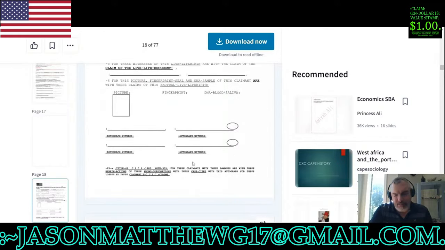But the point I initially tried to make is, you see there are four autograph positions here. In order for a live life claim to be correct, you must have the correct grammar, the correct postal mechanics, the correct banking mechanics, correct flag mechanics, all those things in place, and three or more witnesses. At the very least, you must have three. This has four. You can have 5, 6, 7, 8, 9, 10, 11, 12, as many as you want, but you must have at least three.